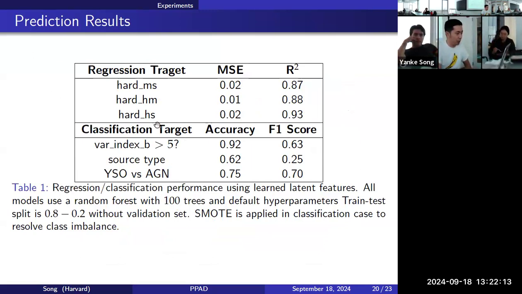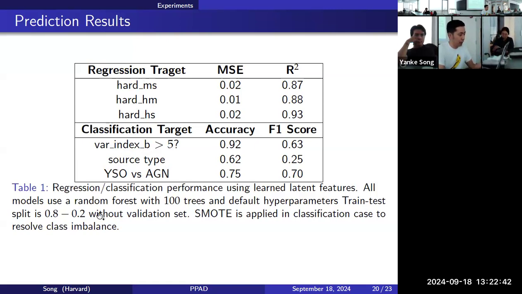The tasks I'm doing are predicting the hardness ratio, and predicting whether the source is variable. By definition, I'm saying the source is variable if its variability index is greater than 5. I'm also trying to predict the source type, 1 out of 7, which is a relatively harder task. And I'm doing the easier task where I'm just trying to predict YSO versus AGN, which is a binary classification.